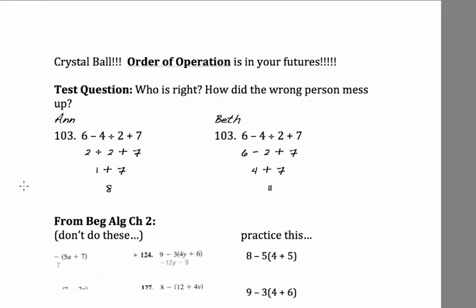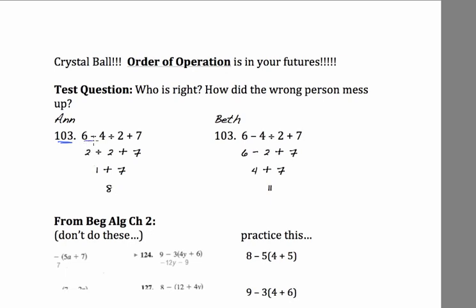Where will you see order of operation? I'm going to show you a few places. The first is a test question that students often get wrong. Look at these two students and how they worked their problem. Anne is the incorrect one. She did 6 minus 4 and got 2. Then did 2 divided by 2 and got 1, and 1 plus 7 is 8. What did she do wrong?